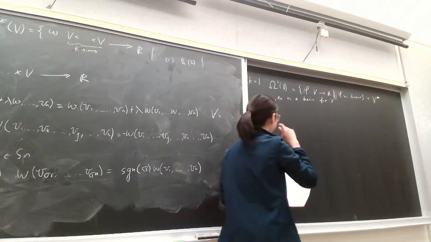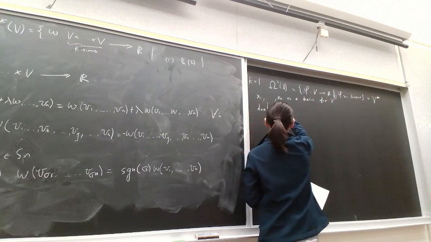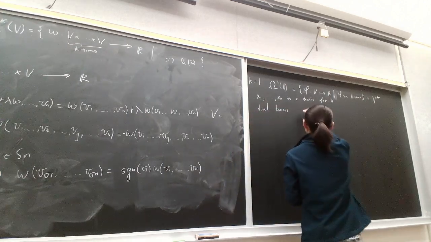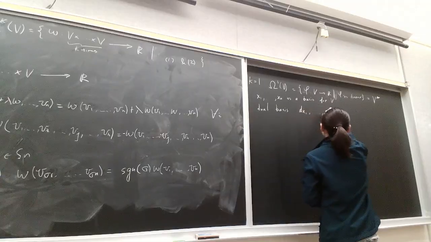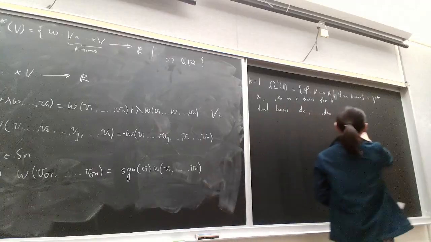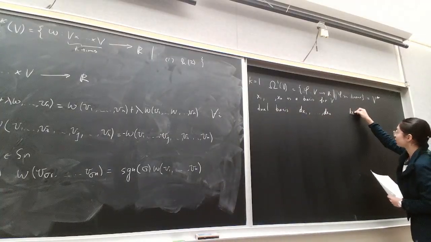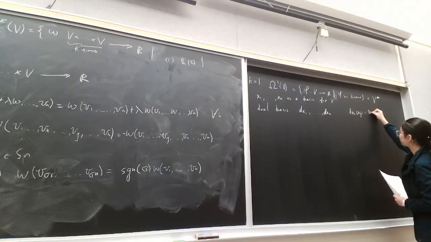And then the dual basis, let's denote dx1 up to dxn. So dxi applied to xj is equal to the Kronecker delta ij.